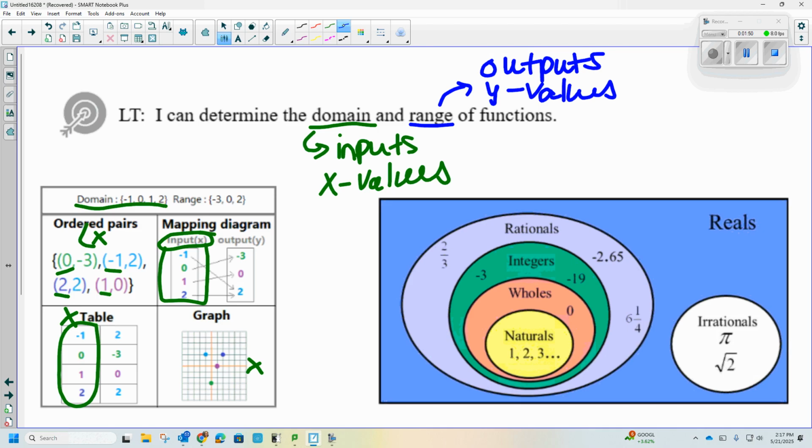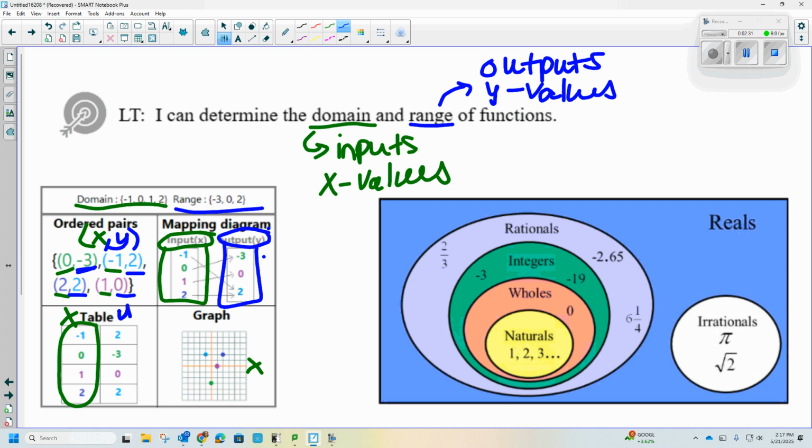Our range is the outputs or the y values. Those are listed here: -3, 0, and 2. If you take a look, remember that in an ordered pair, the second number is our y coordinate. So we have -3, 2, 2, 0. Now notice when the same number repeats, the same output or the same y value, if we're listing the range, we still only have to write it once because it's the same number. And if we look here, our outputs or y values are the same numbers: -3, 0, 2.